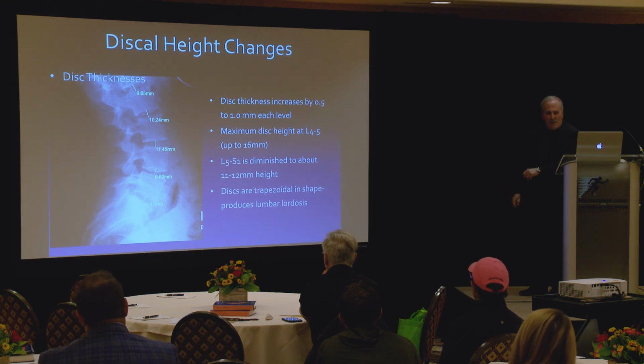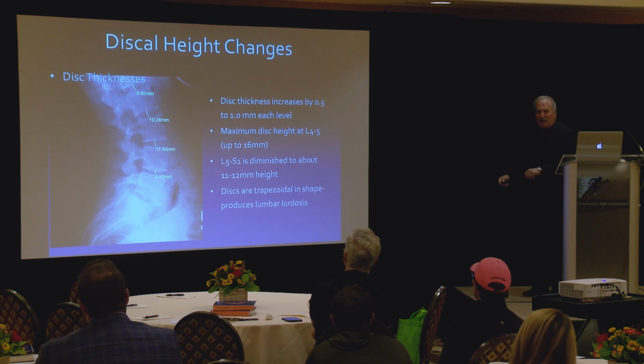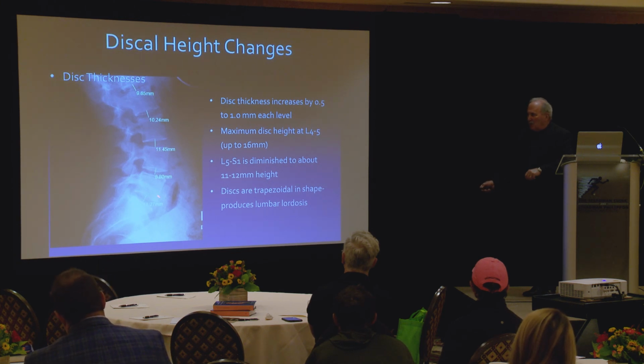Degenerative disc. You don't need an MRI to look at an X-ray and figure out what's going on. But you can measure these specifically. They should get thicker as you go down. This one, L5-S1, interestingly enough, even though it has the most range of motion, is one of the thinnest discs in the lumbar spine. Normally, L1-2 is a little thinner, but L5-S1 is no more than 12 millimeters most of the time.